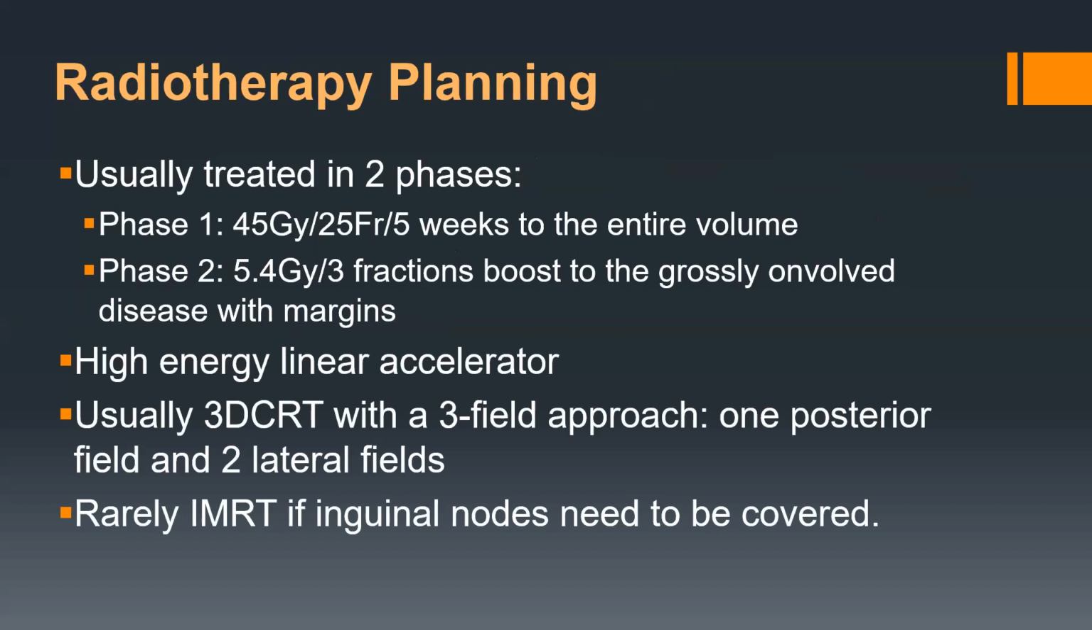Now, in terms of radiotherapy planning, this planning is usually done in 2 phases, with a phase 1 of 45 Gy in 25 fractions over 4 weeks to the entire volume, followed by a boost phase of 5.4 Gy in 3 fractions to the gross involved disease with margins. We would recommend a high energy linear accelerator inside a pelvic target volume at all times.